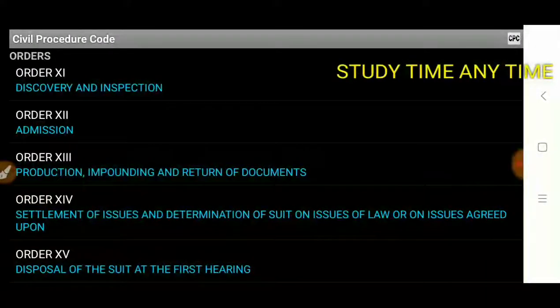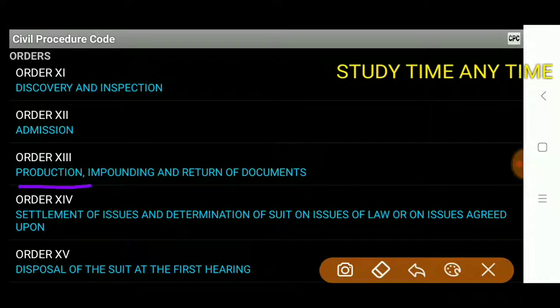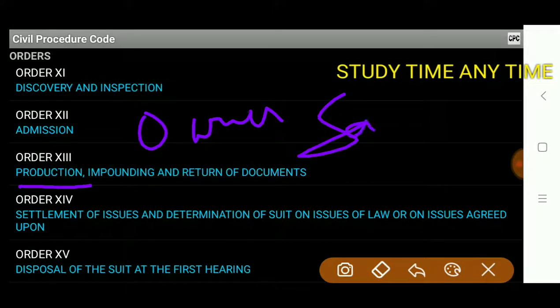Then order 13 is production, impounding and return of documents. Now you need to know production, impounding and return of the document. Production: you are relying upon a document. Here you are relying on it to show that I am the owner of the property by way of a sale deed.